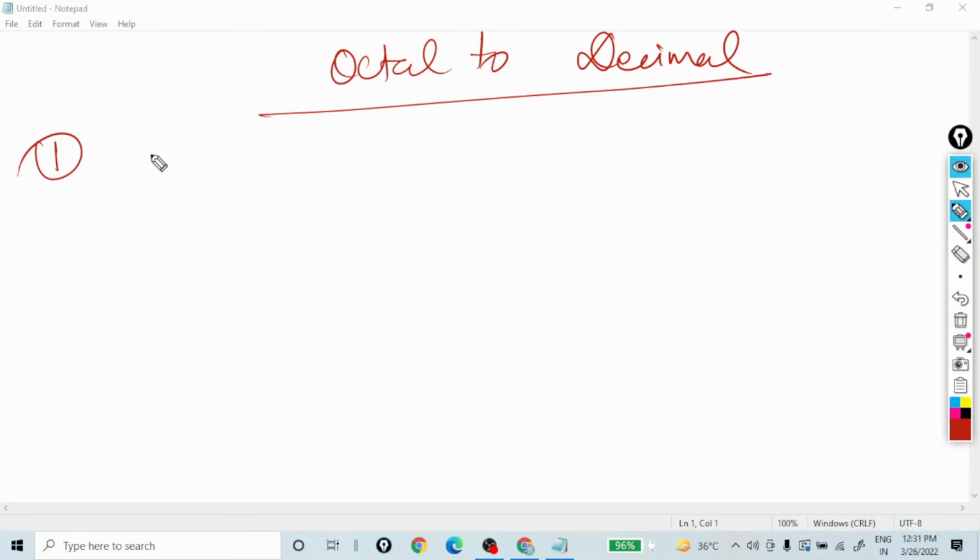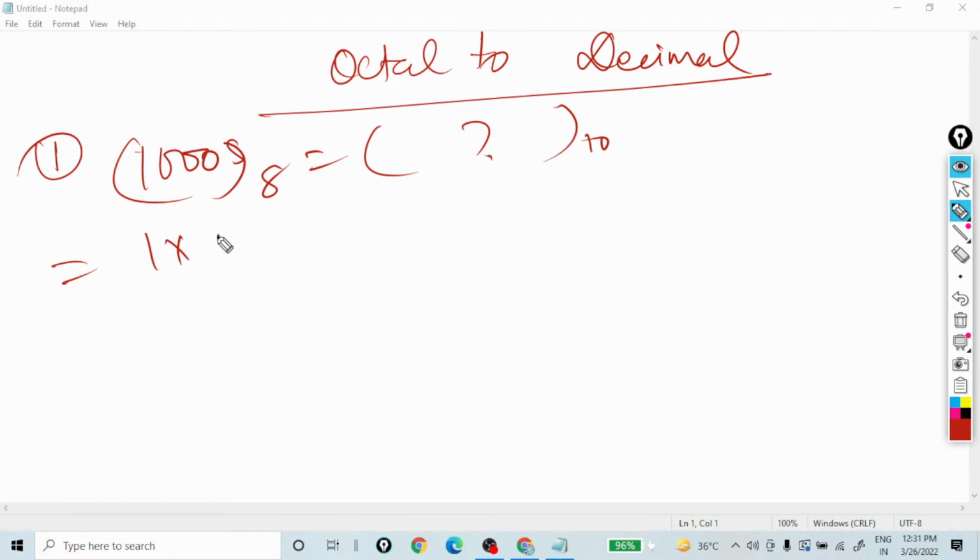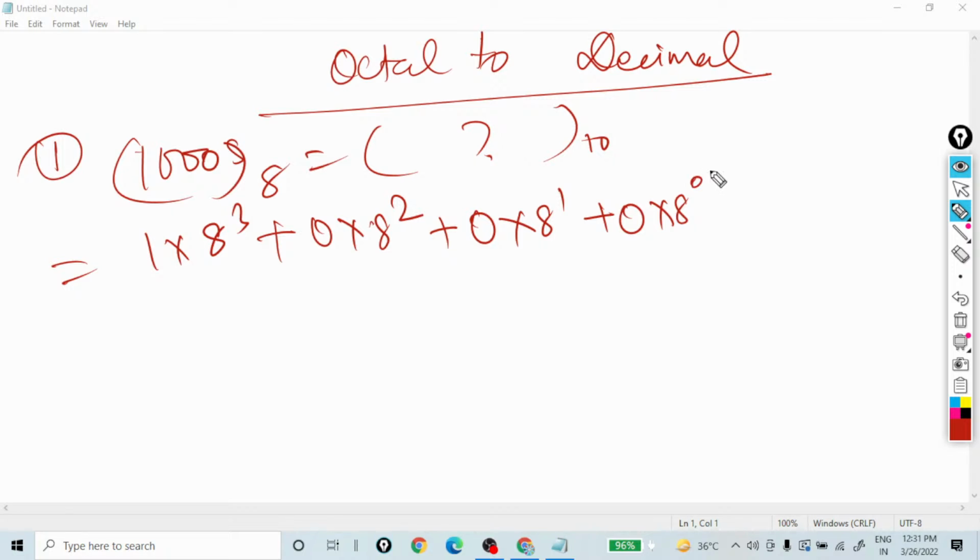For example, the same example, 1000 in octal. What will be in decimal? The same procedure applies: 1 into 8 to the power 3. Instead of 2, here it will be 8. So 8 to the power 3 plus 0 into 8 to the power 2, plus 0 into 8 to the power 1, plus 0 into 8 to the power 0.